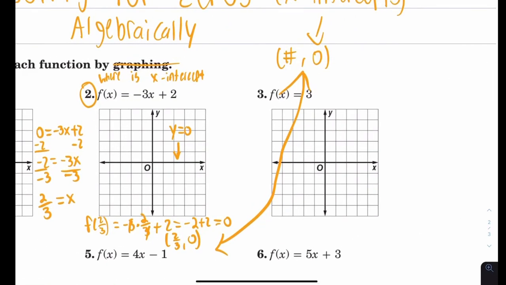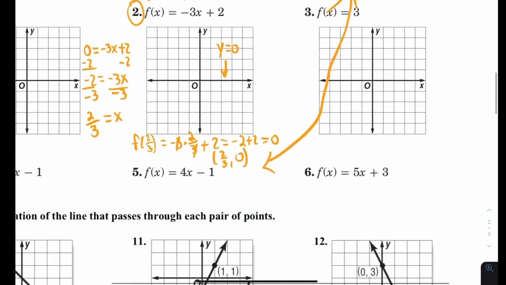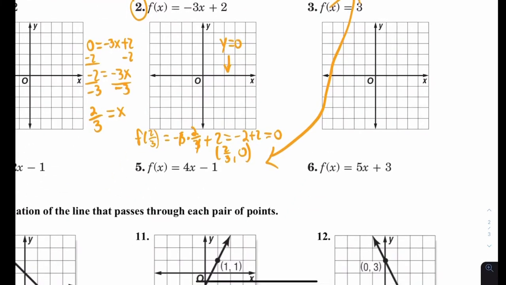We said at the very beginning of this video that the x-intercept has to have a number for x and 0 for y, and that's what we got. If we wanted to, we could graph this and it would go right there.